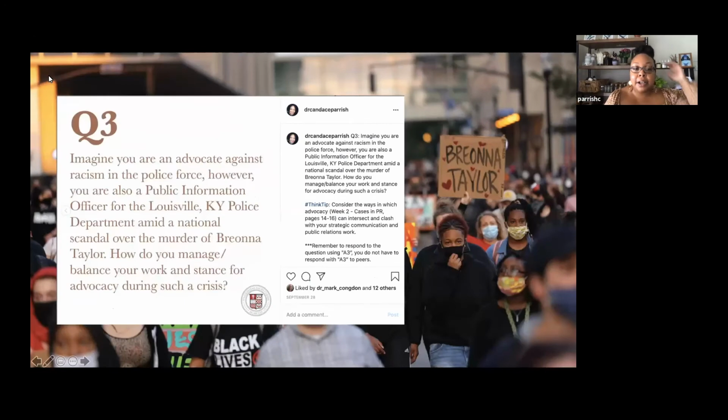So here is an example of one of the questions. This was posted a few weeks ago during an ethics edition of one of my Instagram chats for my graduate students. I asked the question as if they were a public information officer for the Louisville Police Department: how would they manage and balance work and the stance for advocacy during such a crisis, like with the verdict of Breonna Taylor?